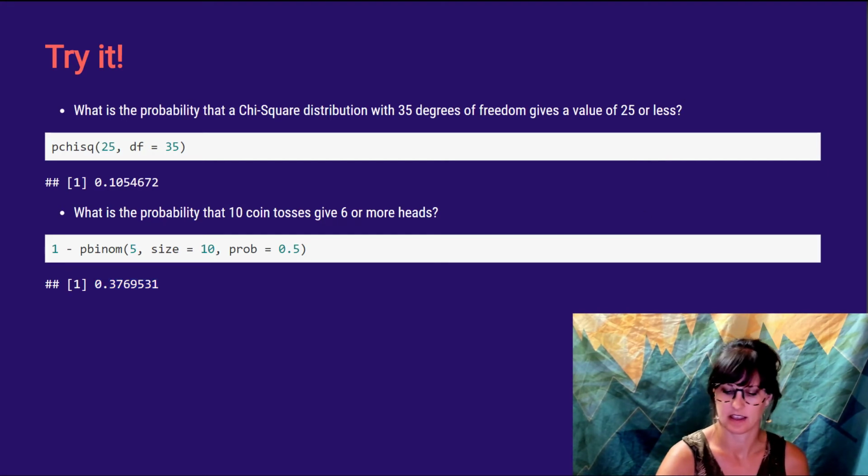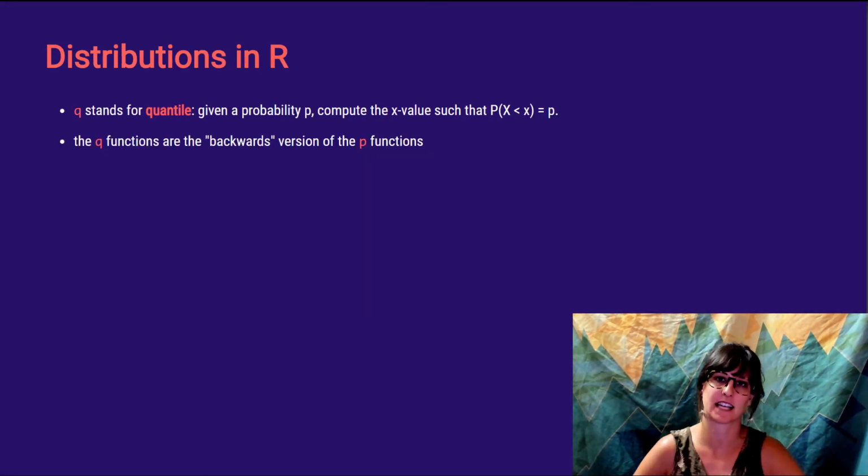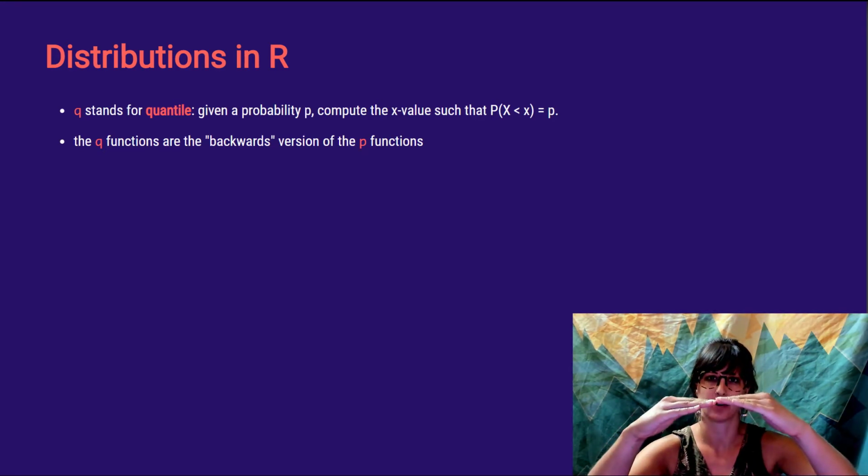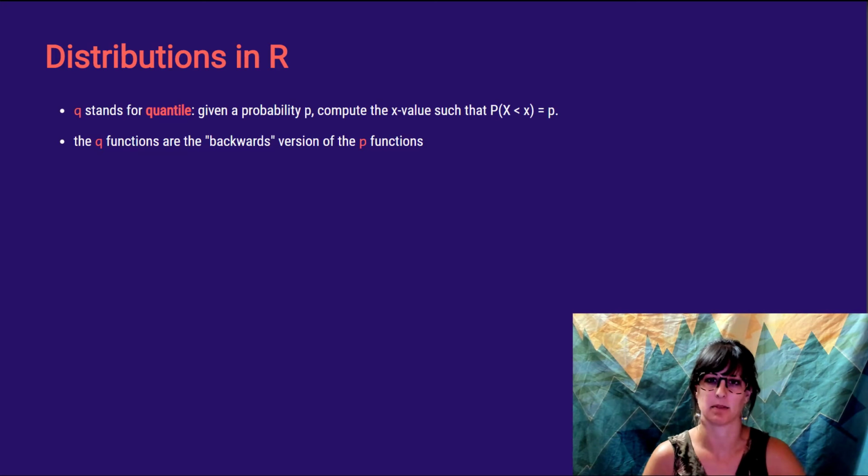Okay. Moving swiftly along, the next class of functions is the Q functions. This stands for quantile. This one's a little hard to wrap your head around. This one says, you give to me a probability. I'll give you back the value that has that probability below it. So I'll give you back the value such that the chances of the random variable sampling a value that small are whatever probability you gave the function.